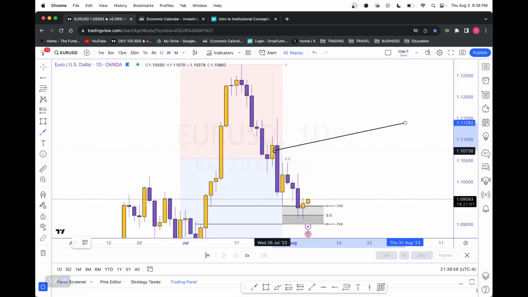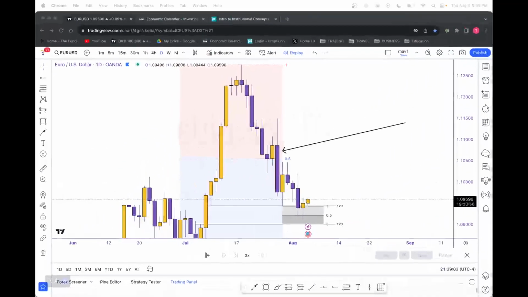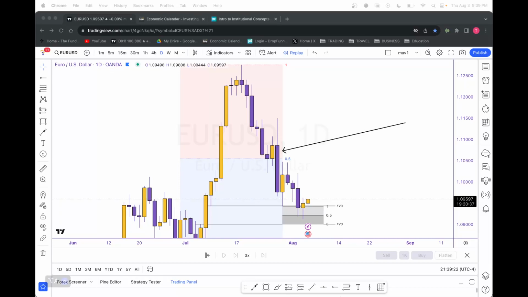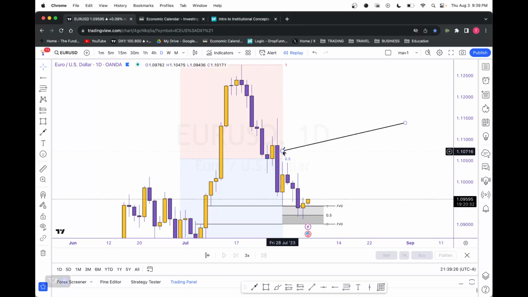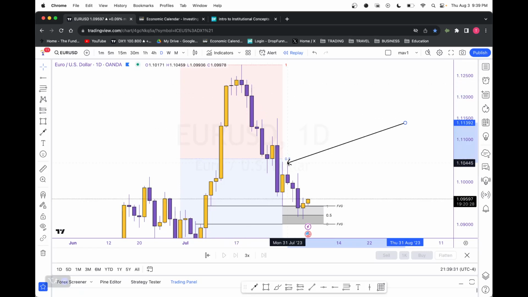Does anybody know why these aren't rejection blocks? Anybody? Bingo, right? The candles are not the same size. You feel me? We got an engulfing candle, and then we have an order block. That's not the example of a rejection block. This is a rejection block. This is not a rejection block. All right.